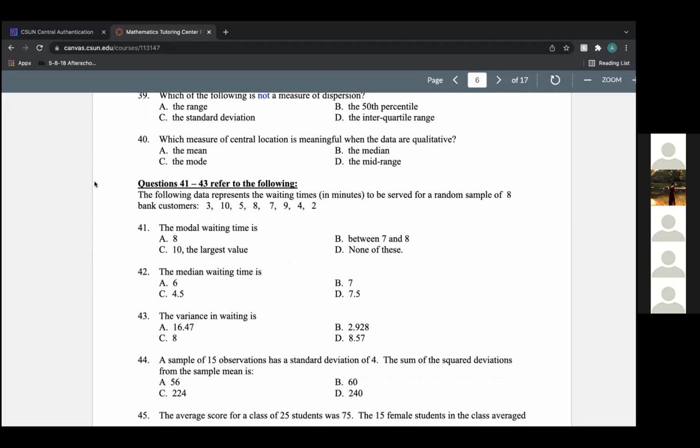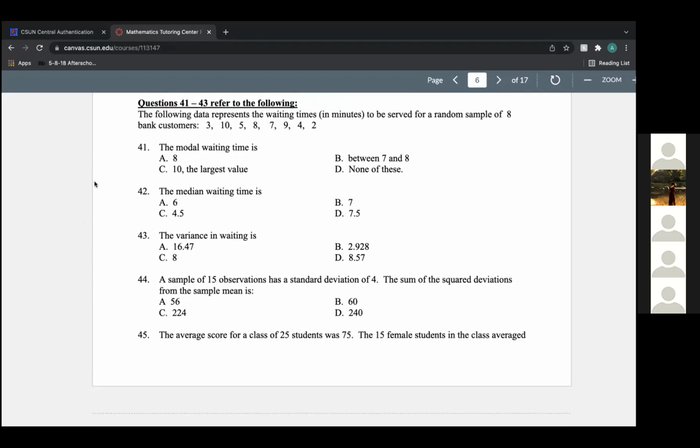Question 41. The following data represent the waiting times in minutes to be served for a random sample of 8 bank customers. The modal waiting time, that's the one that occurs the most often. Is there any number that occurs more than once here? I don't think I see any. So the answer is none of these.